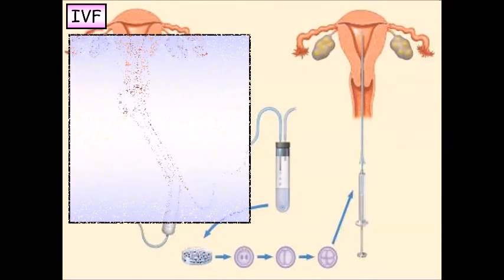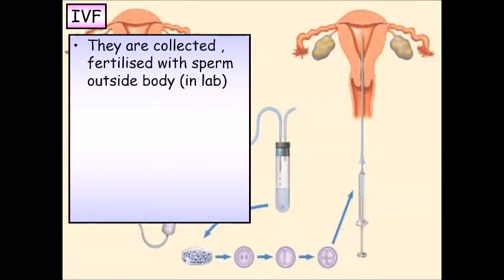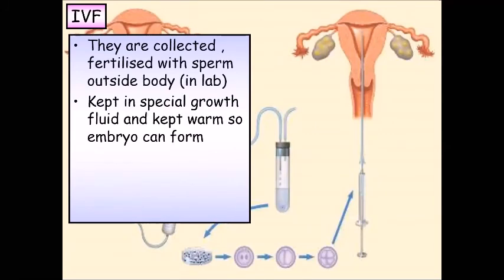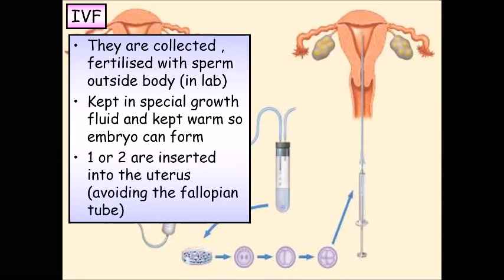So the eggs are collected. They are mixed with sperm in a specialized fluid, which is going to keep them not only warm, but also keep the egg well nourished. And then of the viable embryos that form, so the ones that start to divide, they take one or two of those and then implant them into the uterus. It completely cuts out the fallopian tube there, so avoids problems with blocked fallopian tubes, that sort of thing.